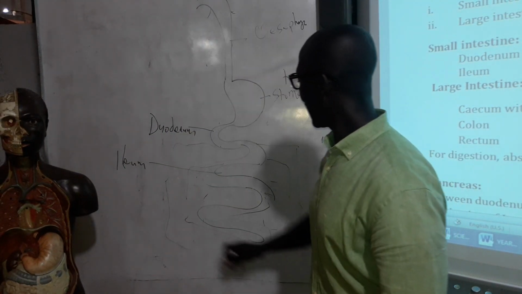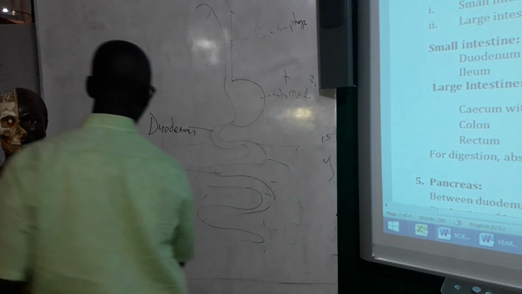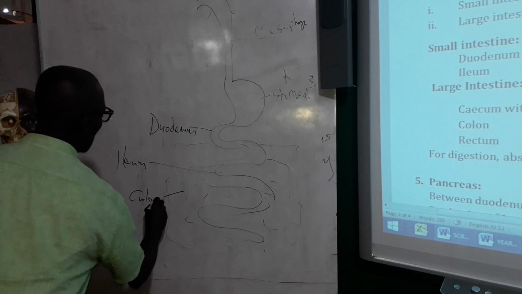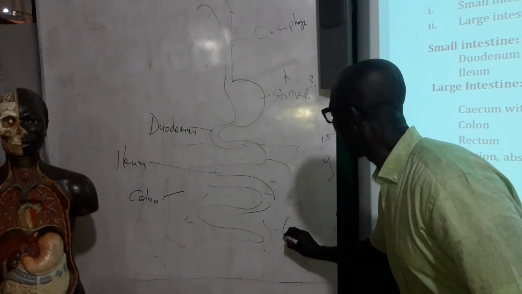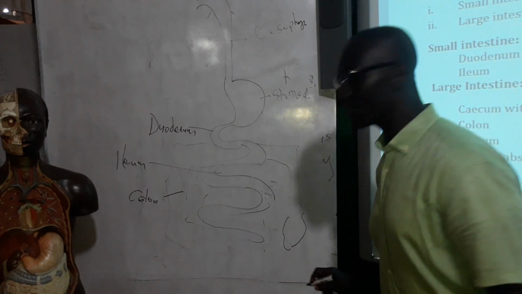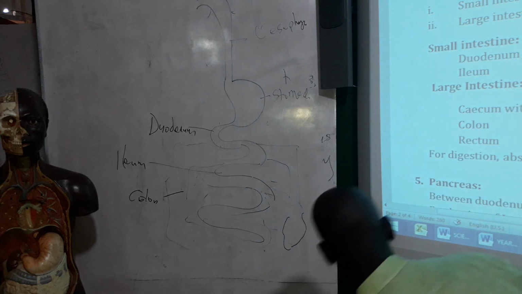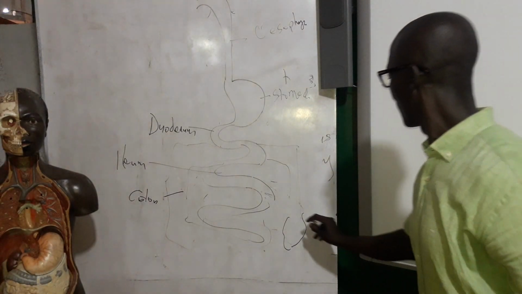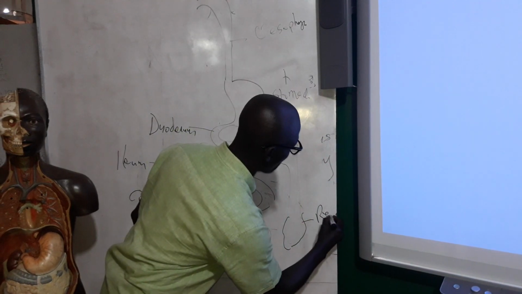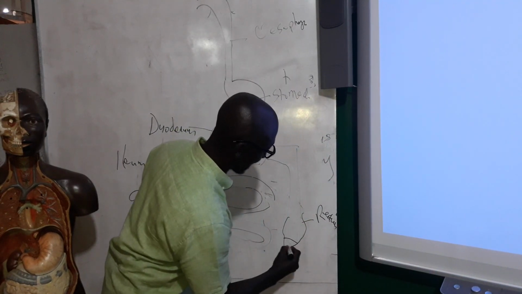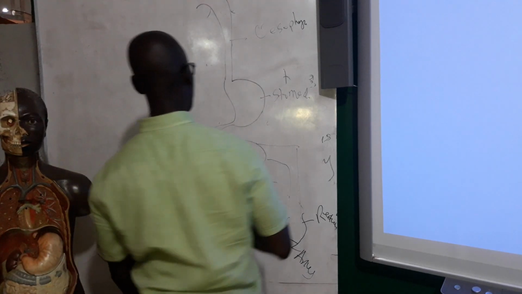Then we find the remaining as the large intestine, namely the colon. This is the colon. The end of the colon is a temporary storage area for undigested food substances. This is called the rectum. The rectum. And then finally, we have the anus at the end.